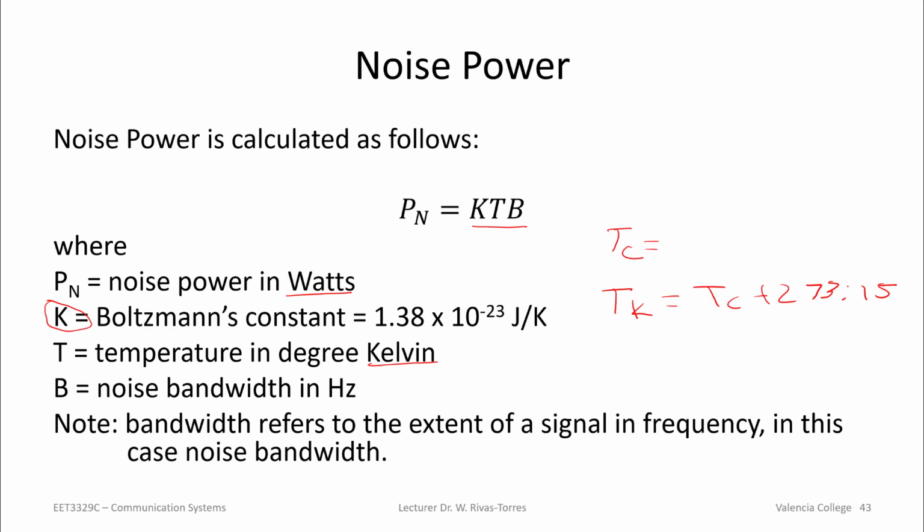And then you also need the noise bandwidth in hertz. Now, we've talked about bandwidth. Bandwidth normally refers to the extent of a signal in the frequency domain, right? In this case, since we're talking about noise, we're talking about the noise bandwidth. So we need to figure out what bandwidth our noise is going to occupy, and that's the bandwidth that we use in this formula.